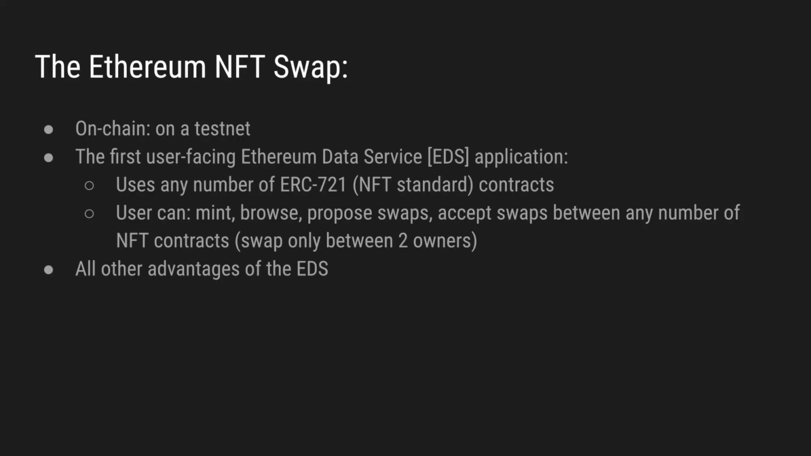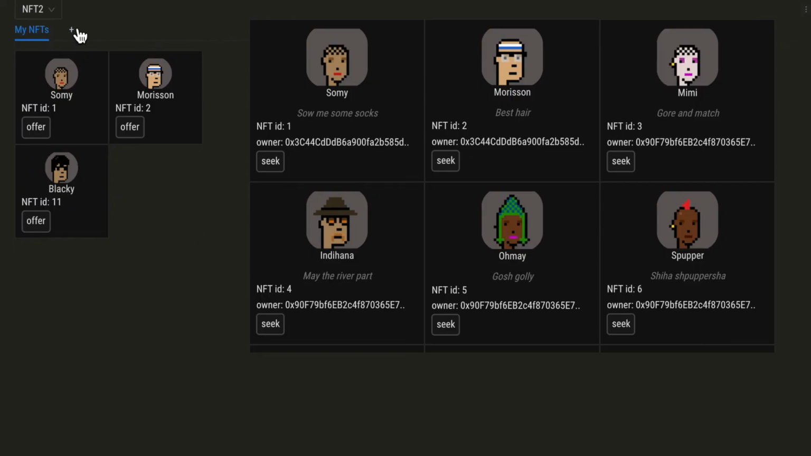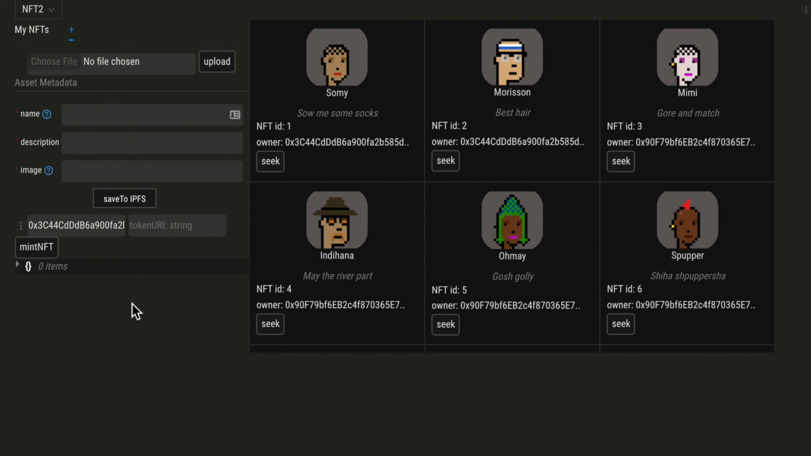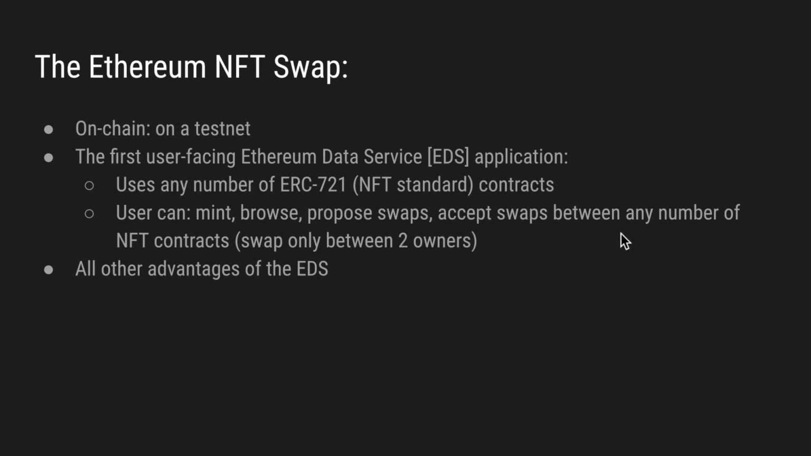You have watched the first user-facing Ethereum Data Service application on a testnet. It uses any number of ERC-721 contracts, a popular NFT standard, and users can browse their NFTs, they can mint other NFTs, they can make swap proposals, and they can accept swaps between any number of NFT contracts. And swaps can only be done between two owners. And of course, this system has all the other advantages of the EDS system as presented in previous videos.